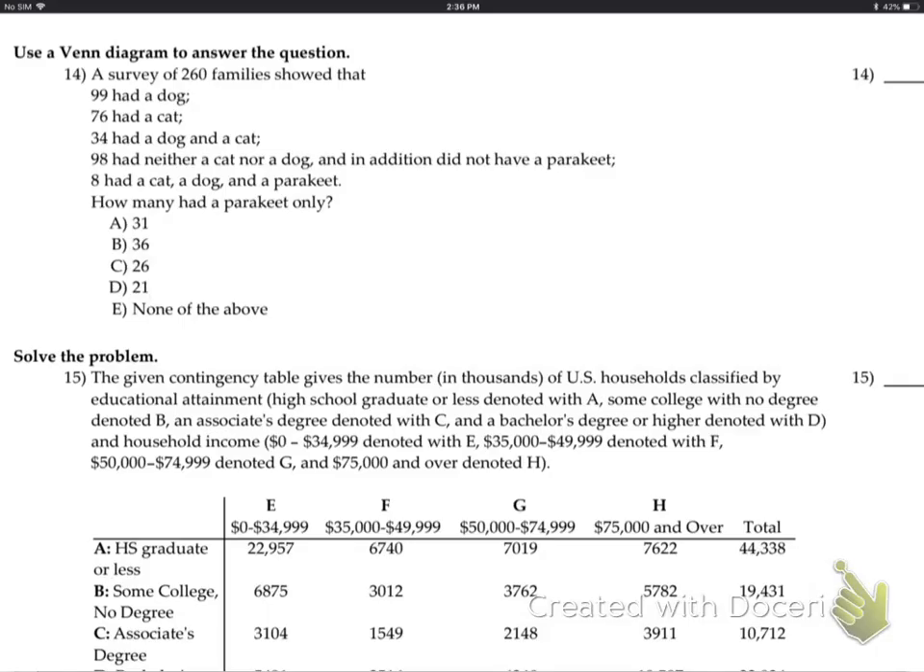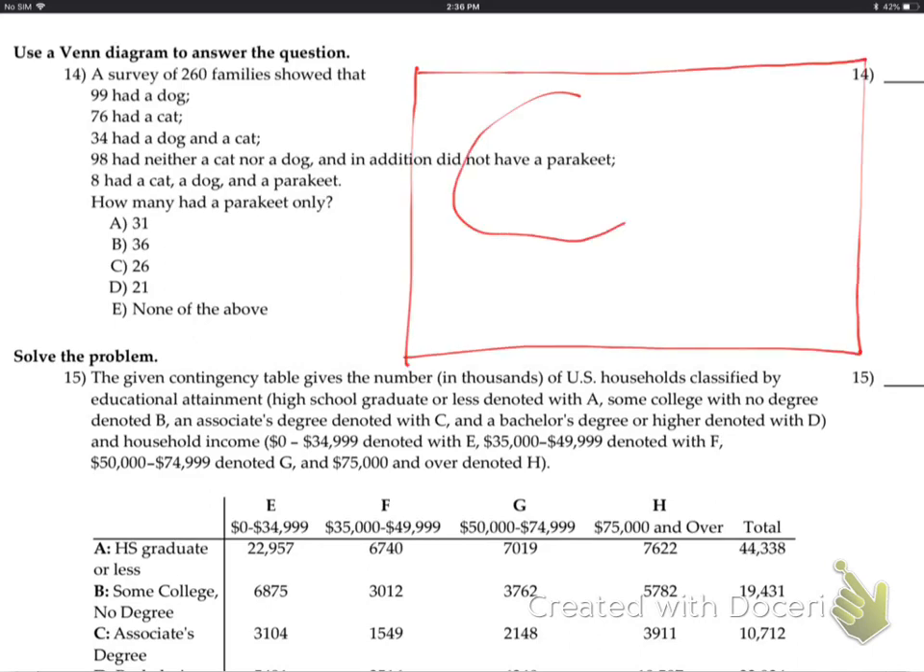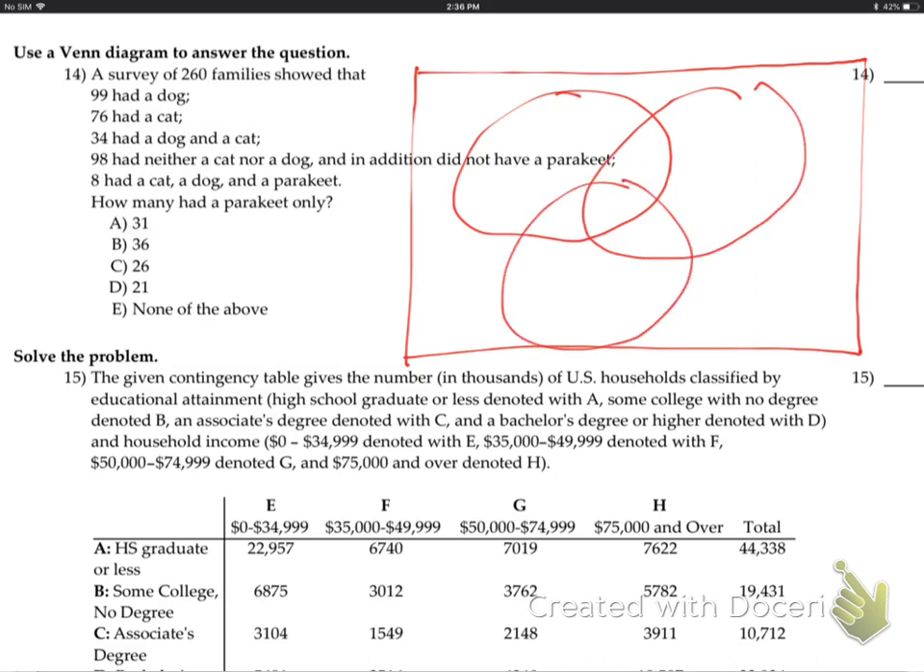Okay, so how do we do 14? Do you realize it's calling for a big Venn diagram? How do I know three circles? Dog, cat, parakeet. Three. You either got a dog or don't. You either got a parakeet or don't. Got a cat or don't. So I'll go dog, cat, and parakeet. There's three circles. Okay. Because there's three characteristics.